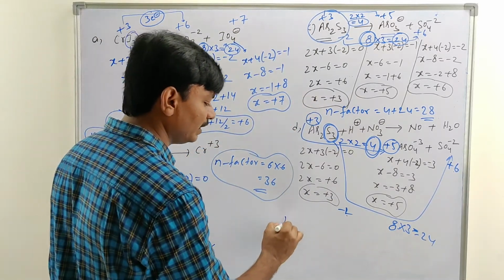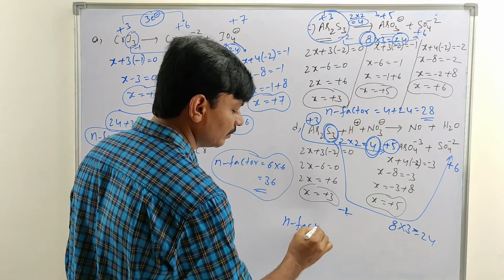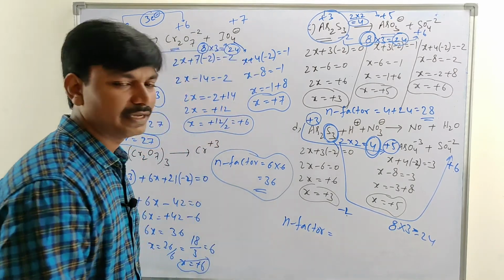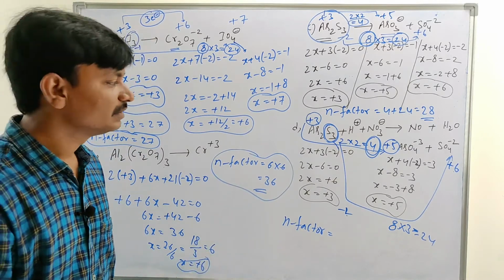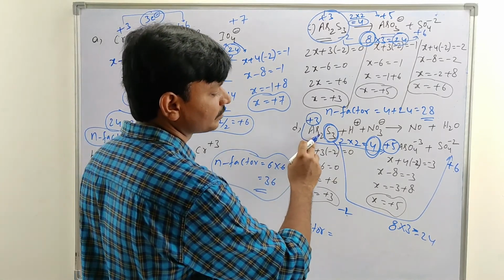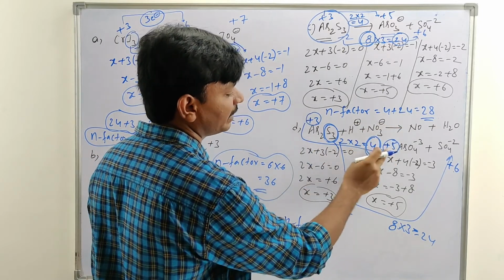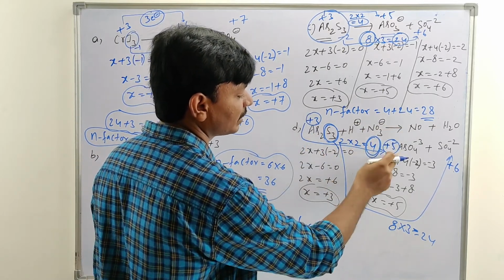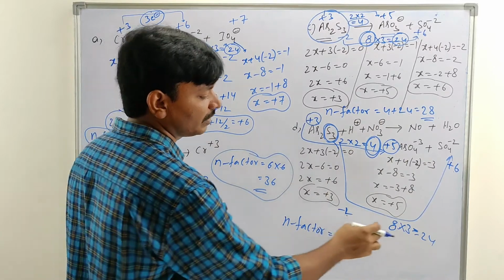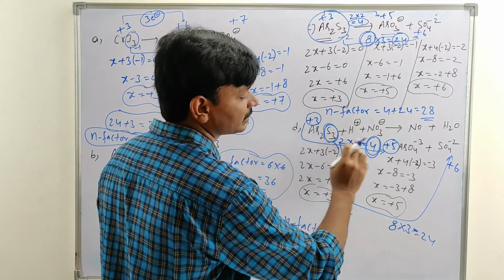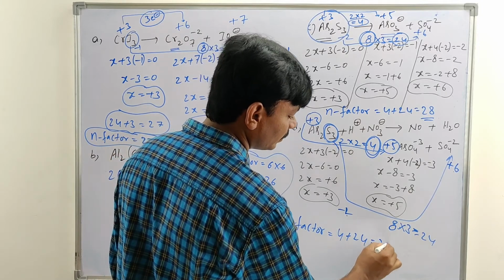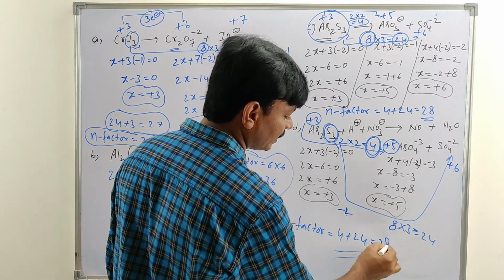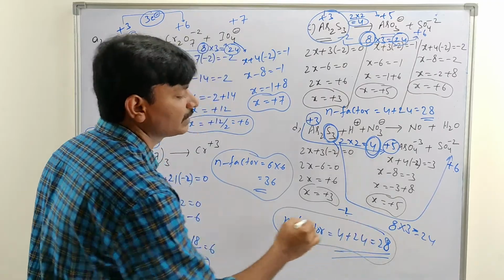Then finally, the n factor value equals the total electrons involved in the given conversion reaction. That is 4 electrons for arsenic to arsenic, and 24 electrons for sulfur to sulfur conversion. That's why 4 plus 24 equals 28. That is the n factor value for the fourth conversion reaction.